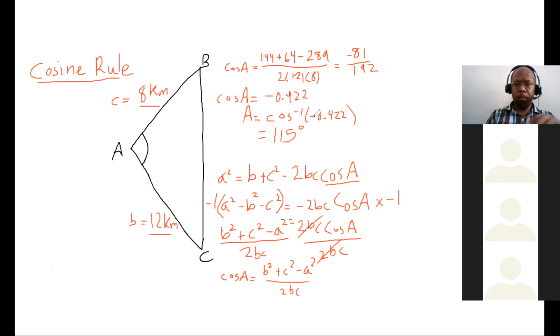What do you have to do with the programmable calculator? What are the steps that you take to get 114.9? How do you do it? Anybody want to take us through those steps?